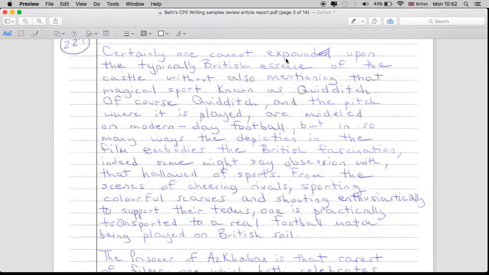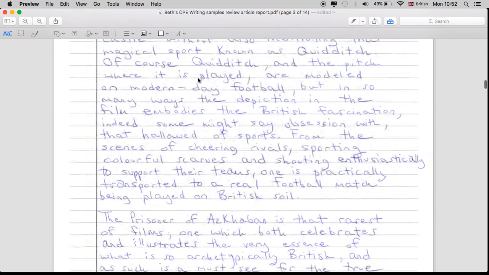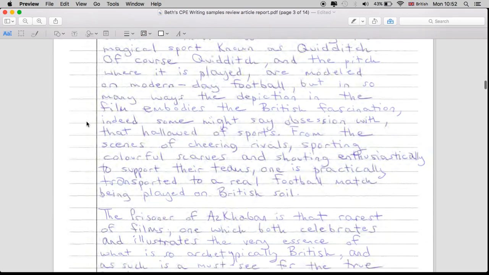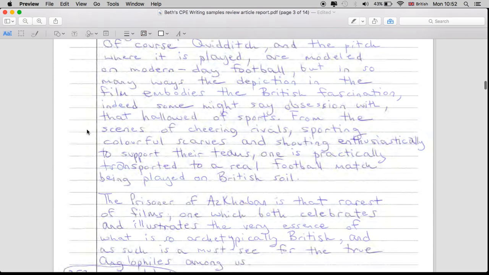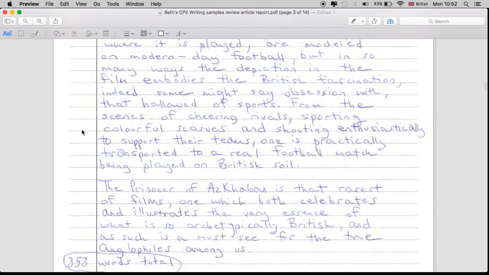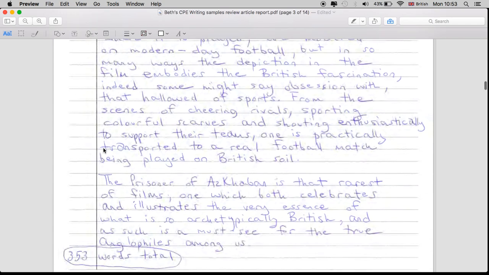"Certainly one cannot expound upon the typically British essence of the castle without also mentioning that magical sport known as Quidditch. Of course, Quidditch and the pitch where it is played are modeled on modern-day football, but in so many ways the depiction in the film embodies the British fascination, indeed some might say obsession with, that hallowed of sports. From the scenes of cheering rivals, sporting colorful scarves and shouting enthusiastically to support their teams, one is practically transported to a real football match being played on British soil."